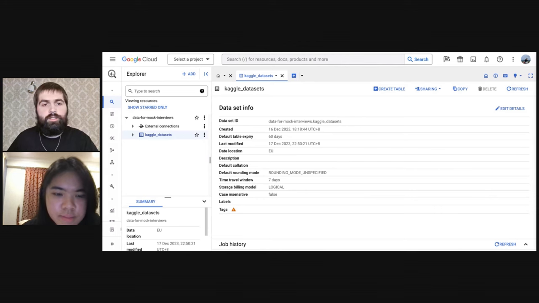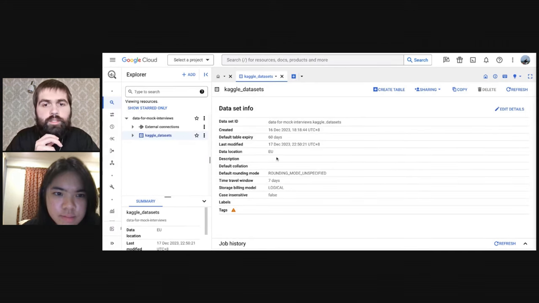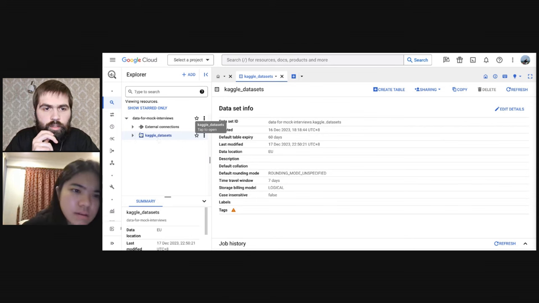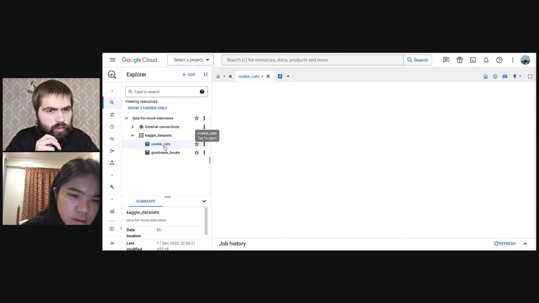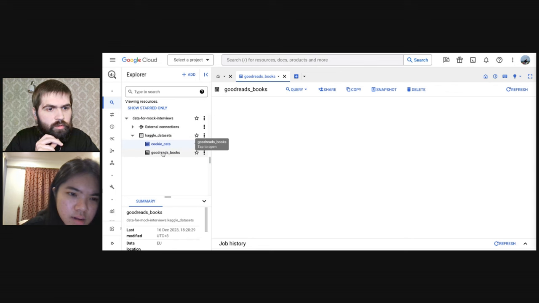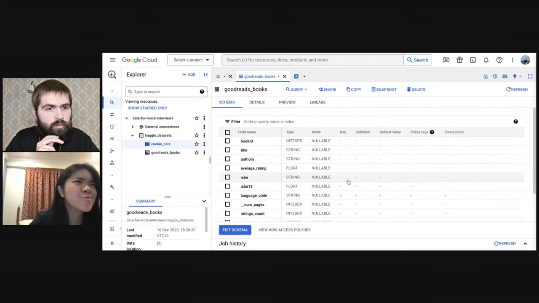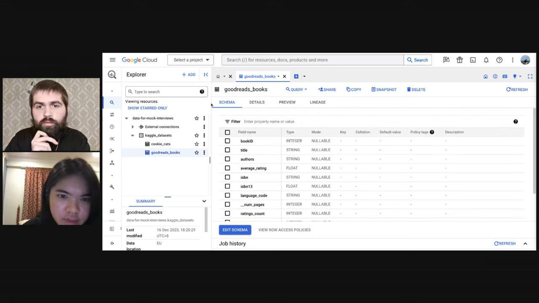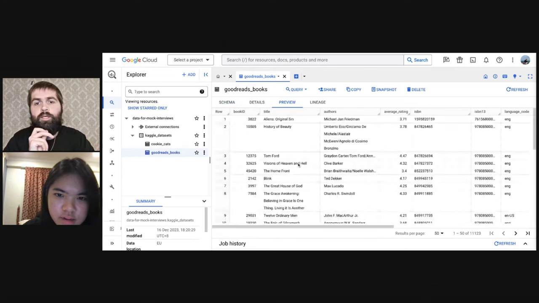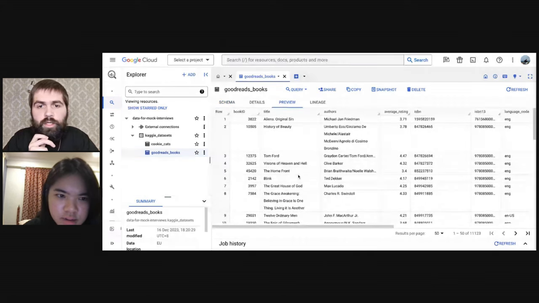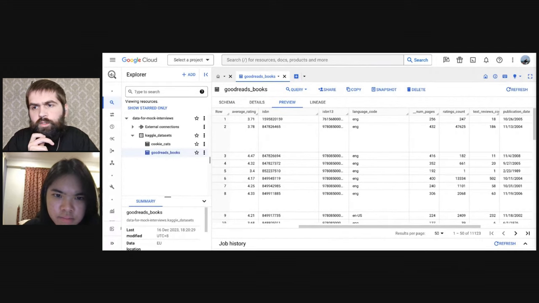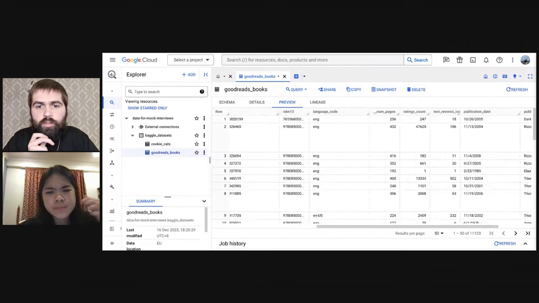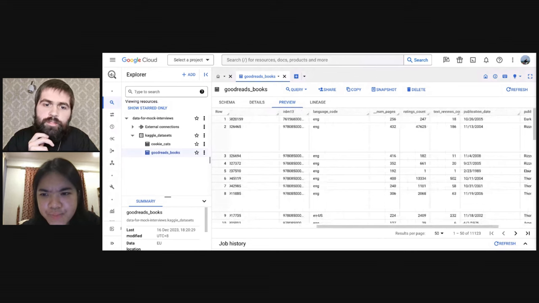This Kaggle dataset, there is a Goodreads books dataset. You can click on this. Did you work previously on BigQuery? Only for my project, not really in my current role. Okay, so you can click on preview. So there is a dataset from Goodreads. It's from Kaggle. So what can we see there? Start from the first column, please.